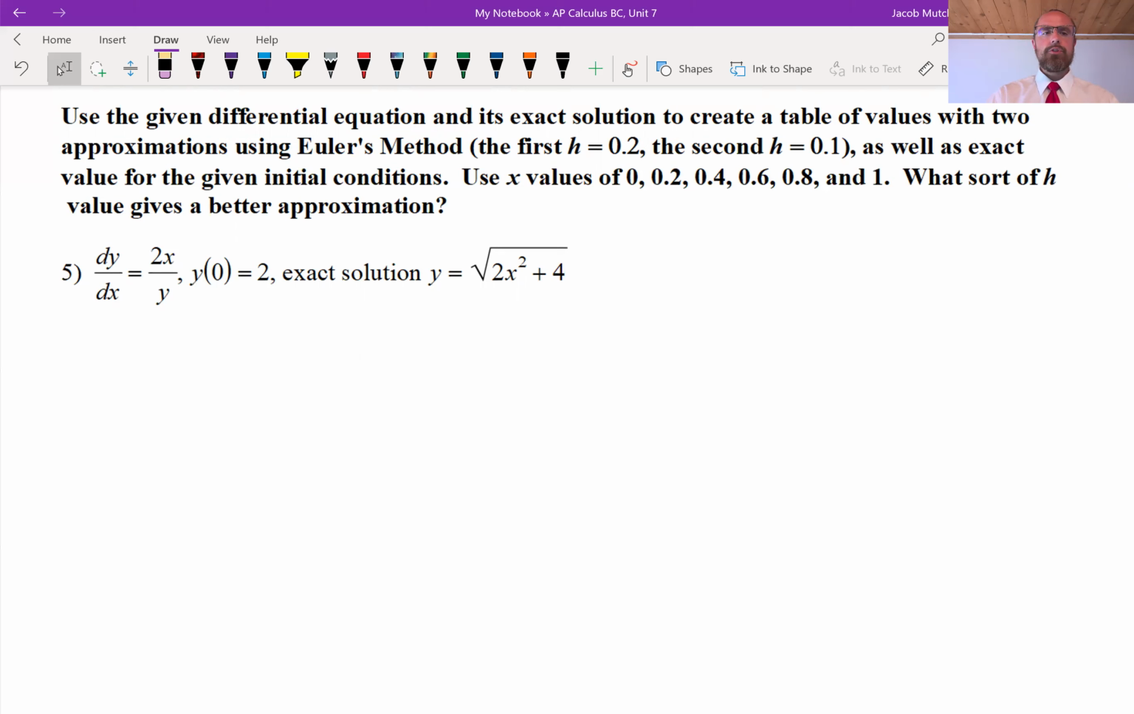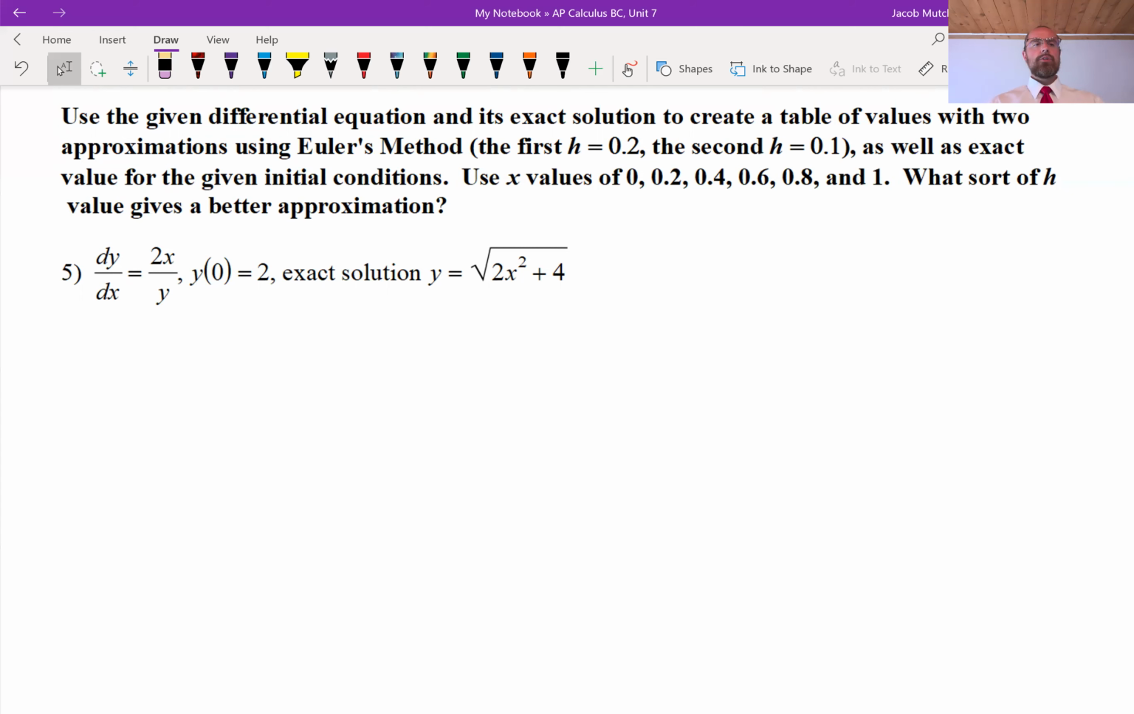I have my differential equation. This is in Leibniz notation, dy dx instead of the prime notation. Same thing. So dy dx equals 2x divided by y. And again, I've got an initial condition here that y when x is 0 is equal to 2. With this example, what's different though is I actually have the exact solution. So the exact solution for this equation is going to be y equals square root of 2x squared plus 4.